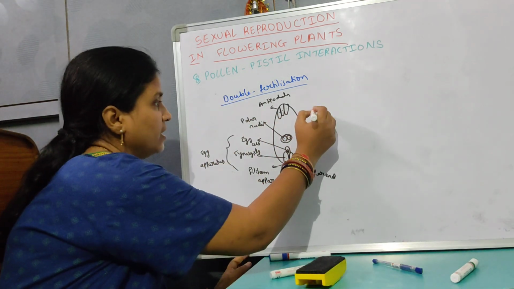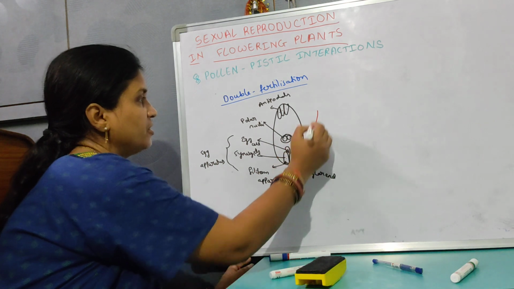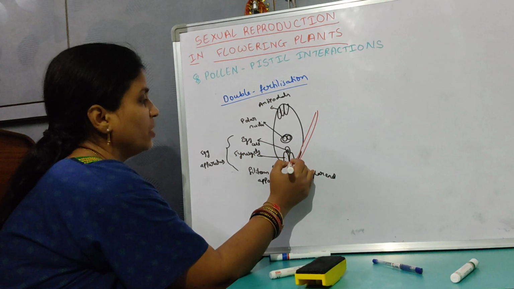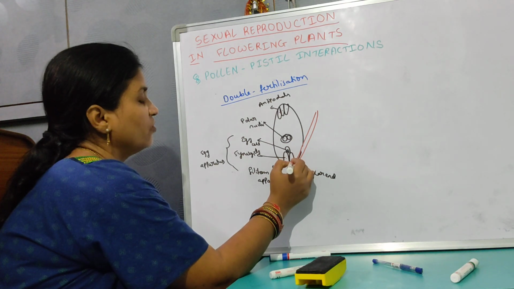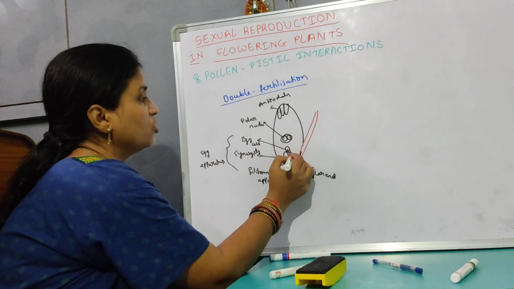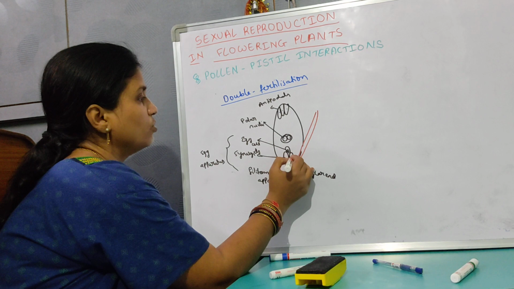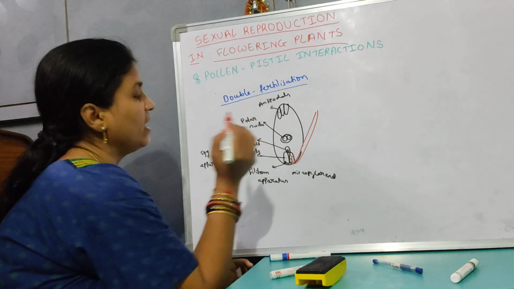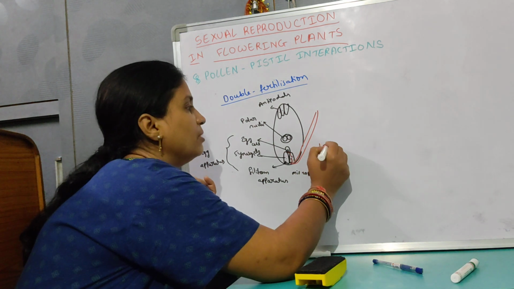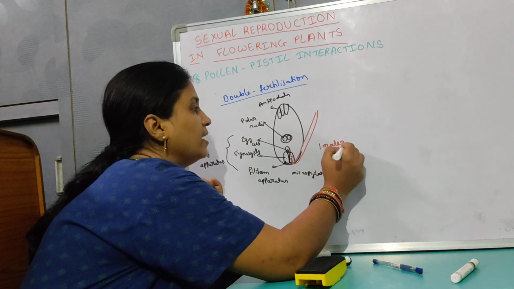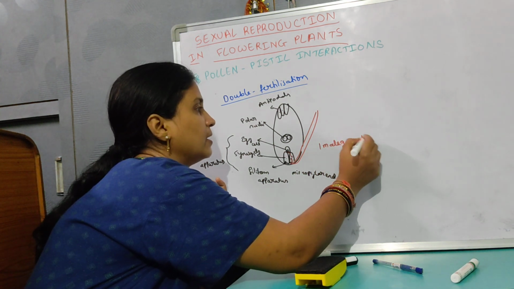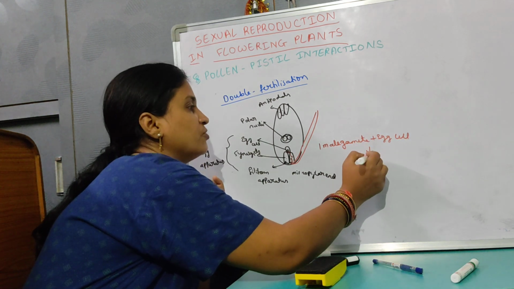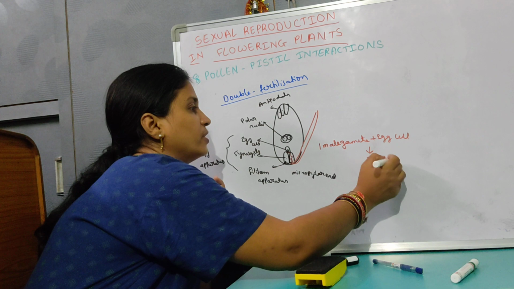So what happens? The pollen tube is going to enter. This filiform apparatus is going to guide. It will enter into one of the synergids, and it will be releasing two male gametes. Okay, two male gametes, and one of the gametes will be fusing with the egg cell. It results in the formation of zygote.